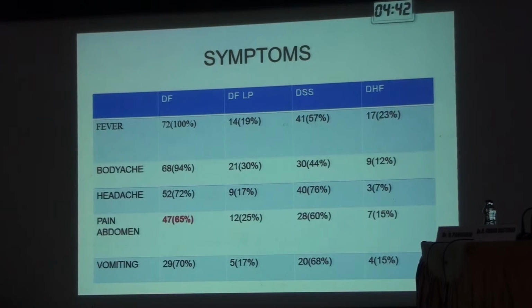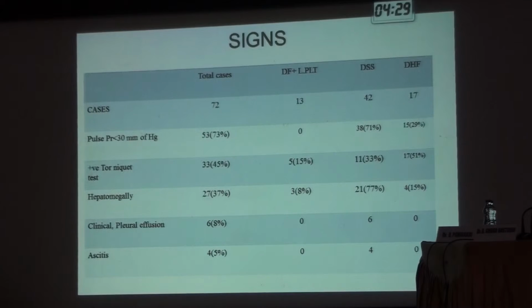Now, as we have seen, pain abdomen is present in 65% of patients with dengue fever, and almost 60% of patients with dengue shock syndrome also develop pain abdomen. Once again, showing that it is one important thing to assess.